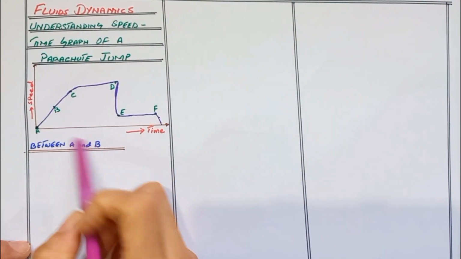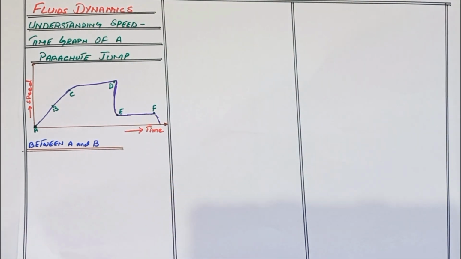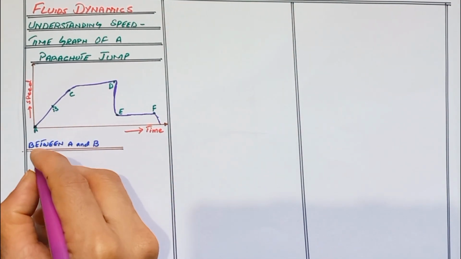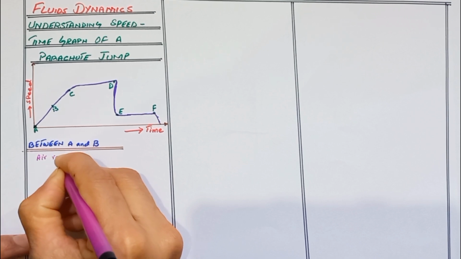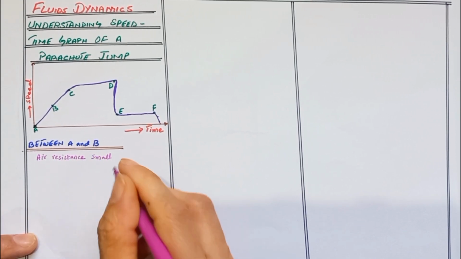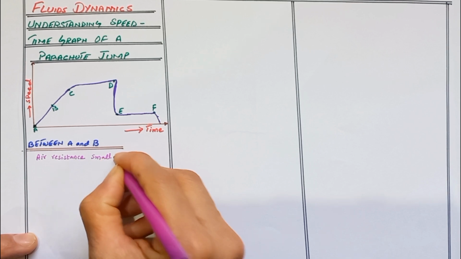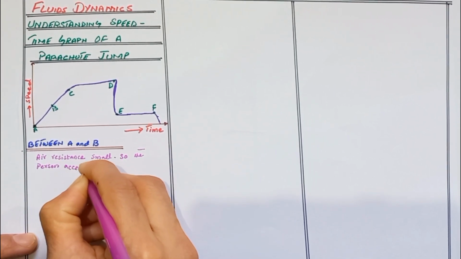Now we discuss the graph between speed and time, how speed increases and how it attains terminal velocity when a parachutist jumps from the aircraft. First we discuss the graph between A and B. When a parachutist jumps from the aircraft, air resistance is small, so the person accelerates.